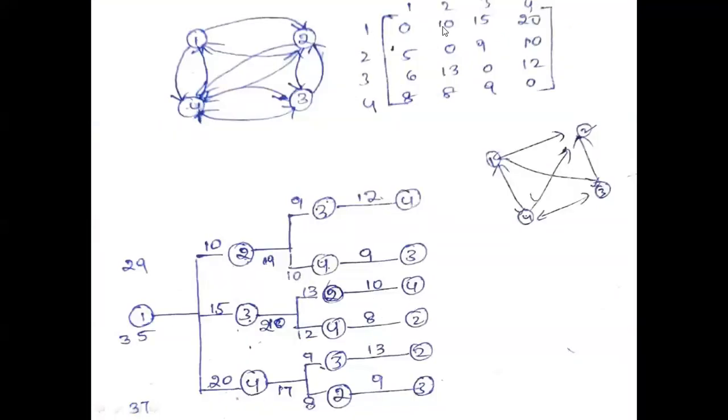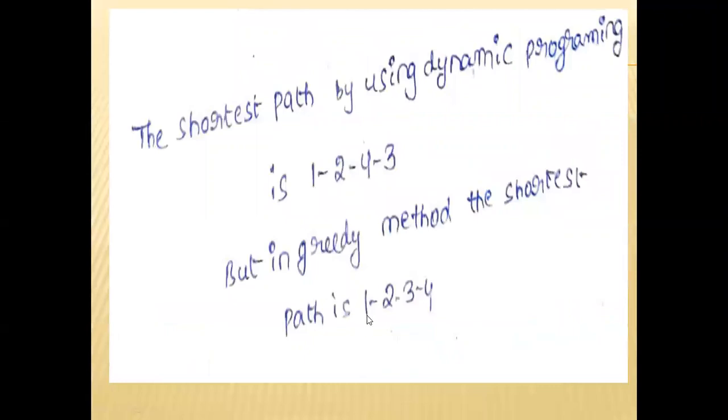From the first vertex to the second vertex is 10. From the first vertex to the third vertex is 15. From the first vertex to the fourth vertex is 20. So the nearest vertex is the second vertex. By using the greedy method, we start at the first vertex and reach the second vertex.